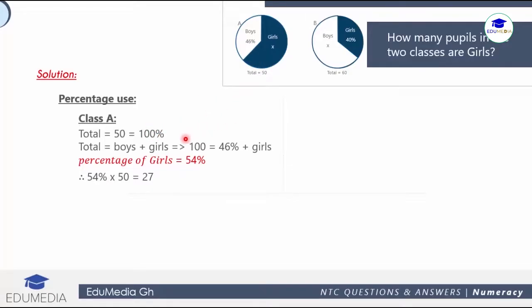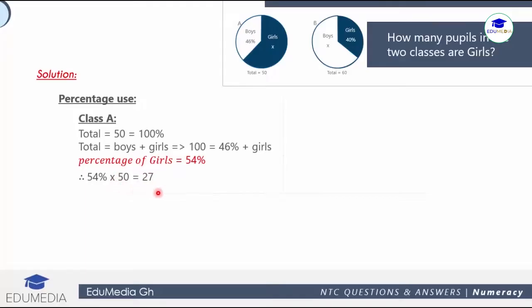Now we are converting it back to the actual number. Okay, so we want to know the number of girls in class A. The 54% is the percentage of girls in the class, and the 50 is the total number of pupils in class A. So 54% times 50 equals 27, right? 27. So we have 27 girls in class A.